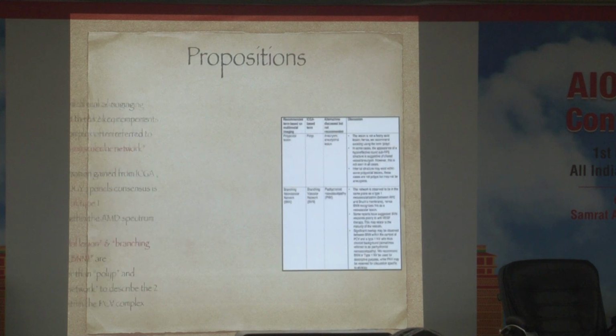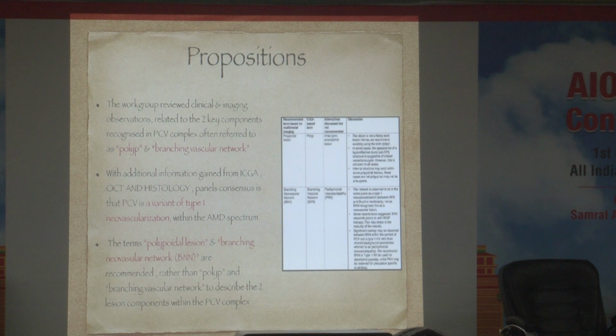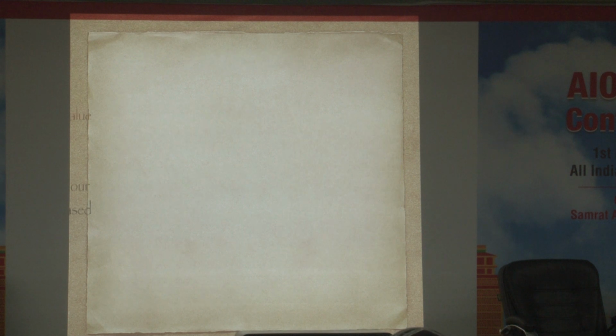The workgroup reviewed clinical and imaging observations related to the 2 key components recognized in the PCV complex, often referred to as polyp and branching vascular network. With additional information gained from ICGA, OCT and histology, panel consensus is that PCV is a variant of type 1 neovascularization within the AMD spectrum. The terms polypoidal lesion and branching neovascular network are recommended rather than polyp and branching vascular network to describe the 2 lesion components within the PCV complex.